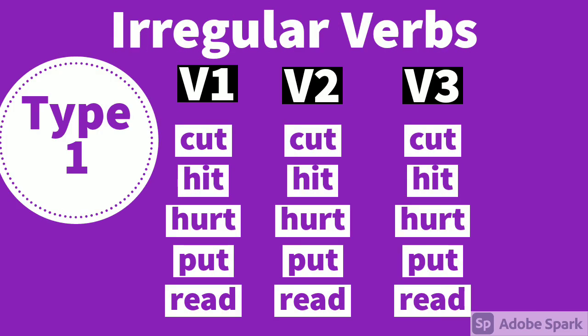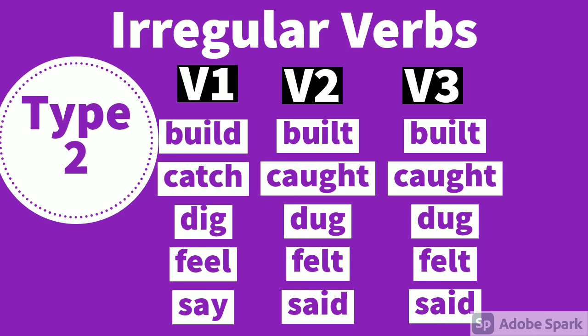Type 1 irregular verbs. Cut, cut, cut. Hit, hit, hit. Hurt, hurt, hurt. Put, put, put. Read, read, read. As you can see, all the forms V1, V2 and V3 are the same in this type 1 of irregular verbs.